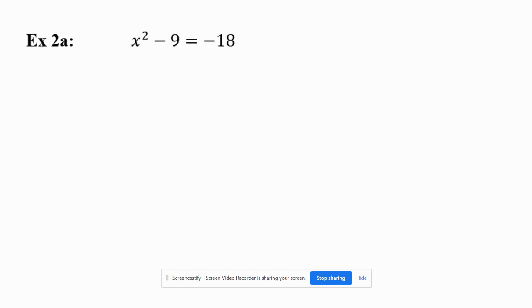All right, 2a, x squared minus 9 is equal to negative 18. Again, we want to get the x squared by itself. The negative 9 is in the way, so I'm going to add 9 to both sides. On my left, negative 9 plus 9 is 0, so I can bring down x squared. On the right, negative 18 plus 9 gives me a negative 9. We have the x squared by itself. Now we can undo that by taking the square root. We already know from the previous example that the square root of x squared is just x. Now we're going to take the square root of negative 9 to the side.